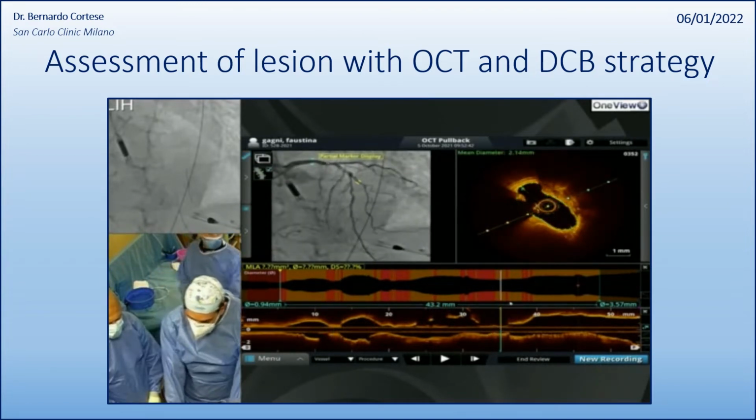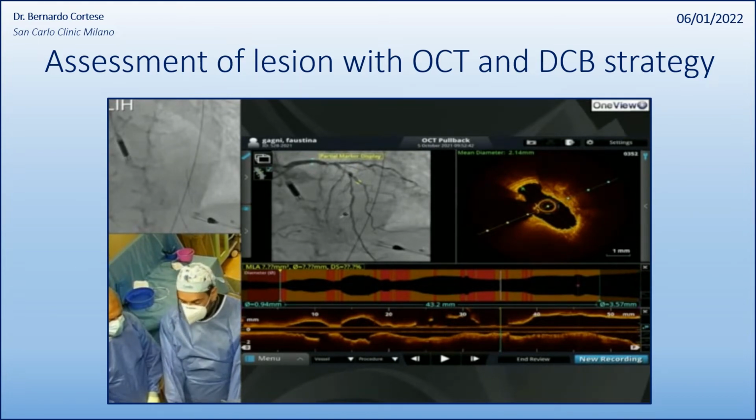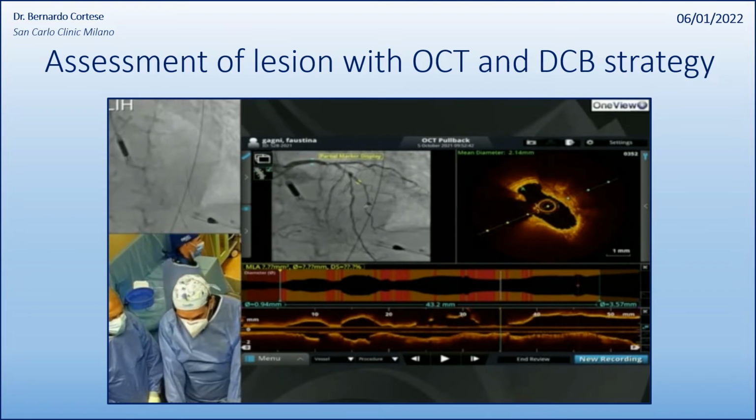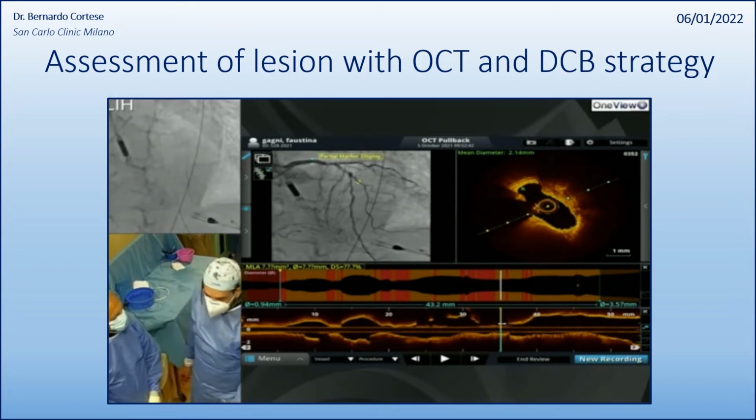So we may decide to treat this part of the LAD with the tight stenosis, and then also the diagonal branch, but without touching this part of the LAD, in order to save metal. So, spot stenting, one on the bifurcation and one on the proximal LAD. Yeah, stenting or not, I would like to see how the lesion preparation fares, and then we decide whether to stent or not.